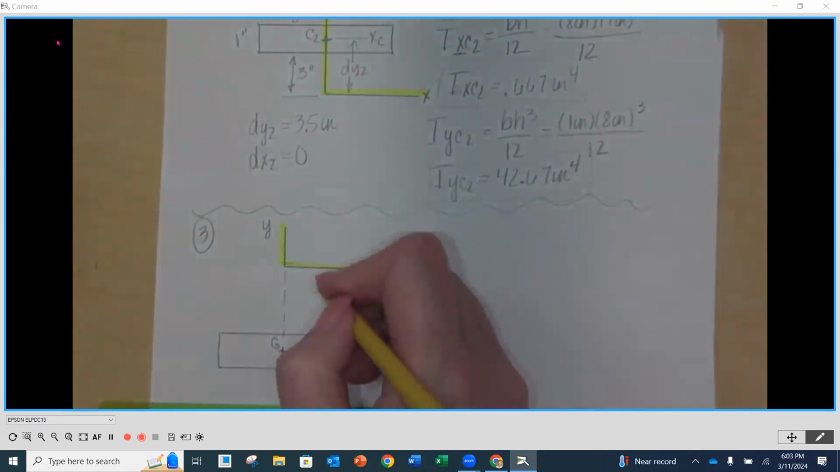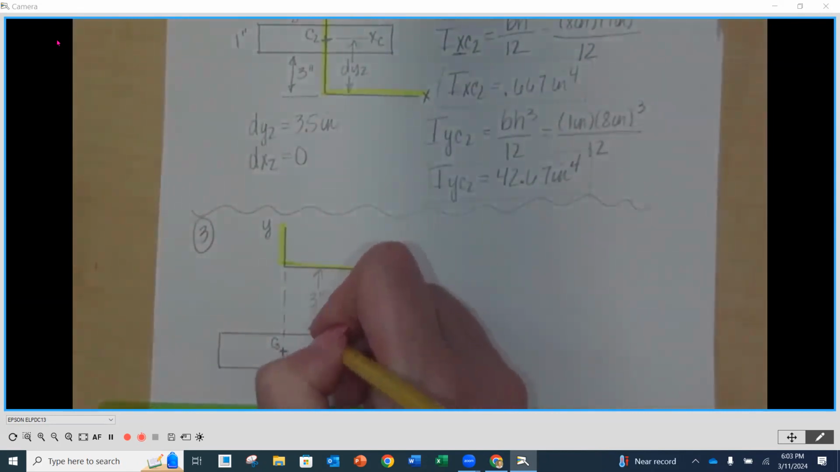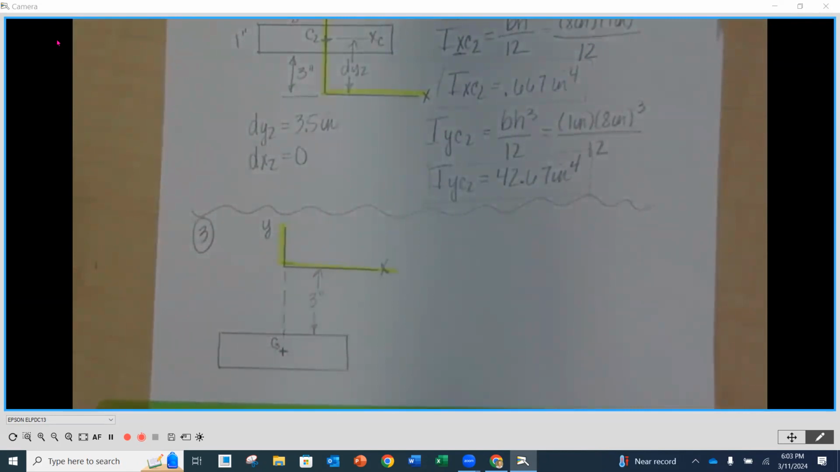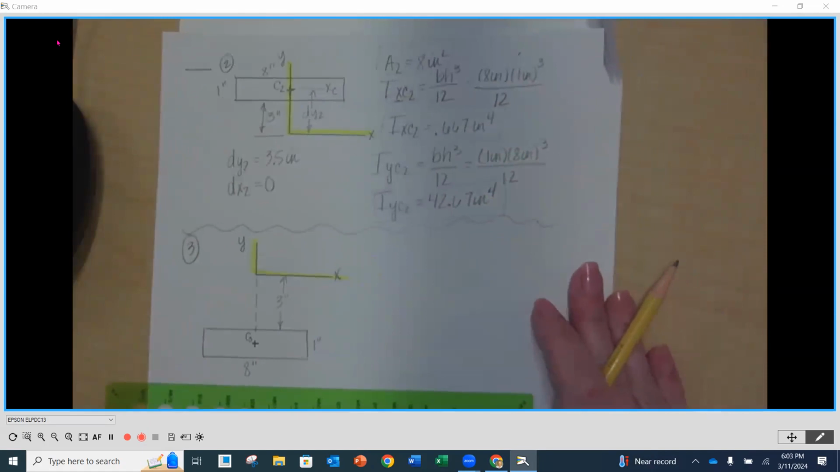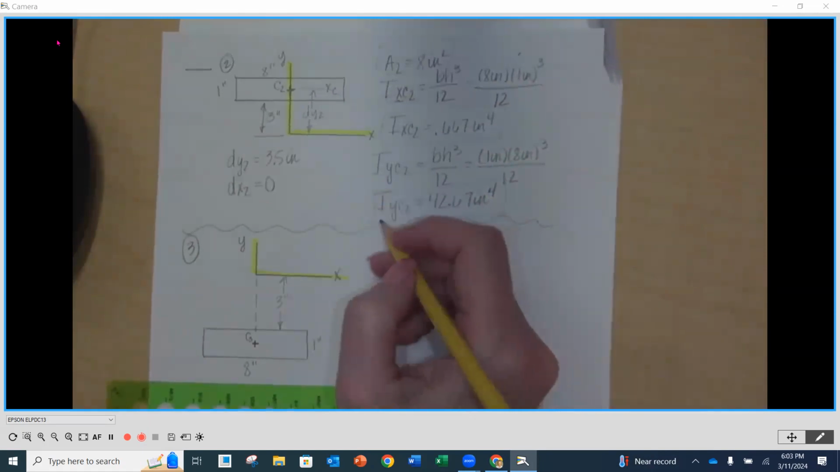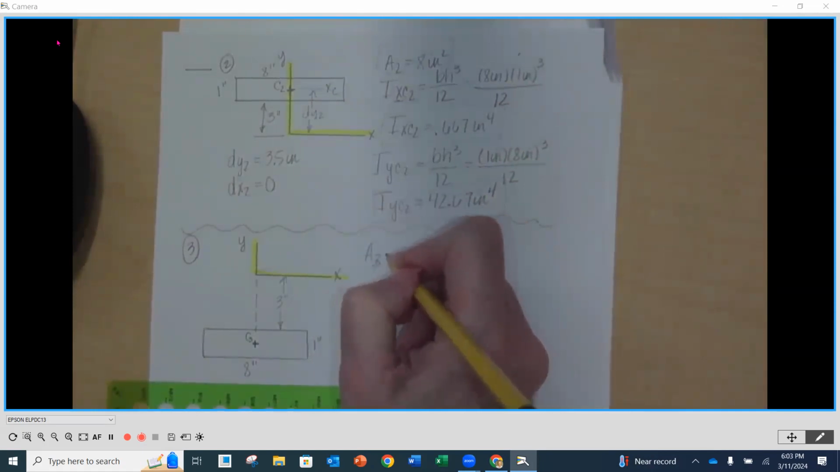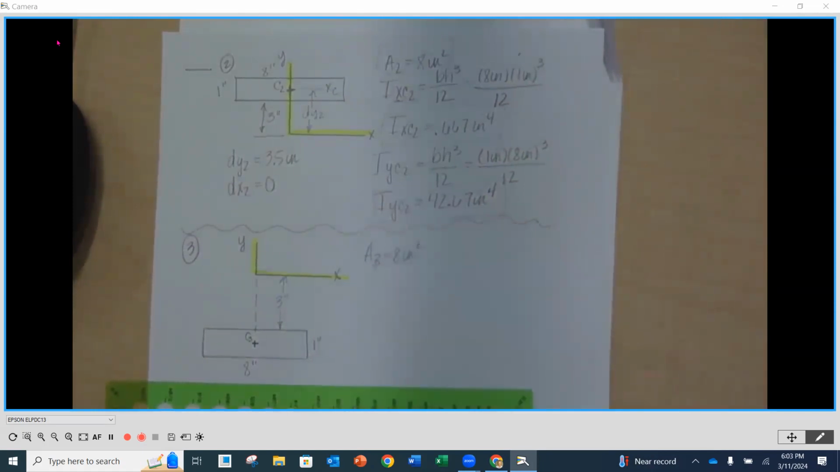Reference axis. We know that this distance is evenly distributed, right? To the bottom of that, with 6 on top, 6 on the bottom for that shape number 1. And then this is 1 inch again. This is 8 inches. So since our dimensions are the exact same as they were for shape number 2, our area number 3 is going to be 8 inches squared.